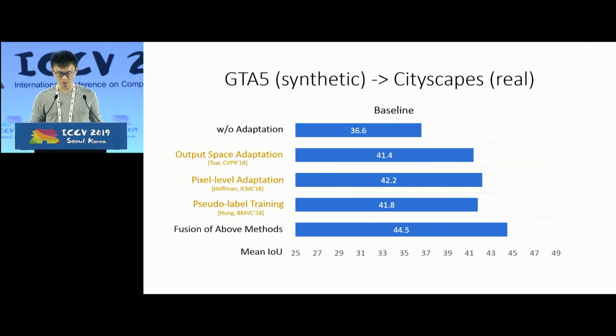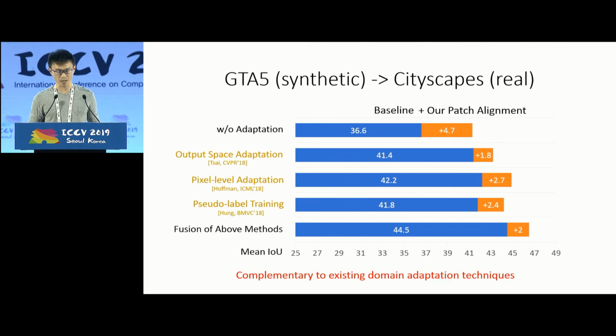We first show experiments adapting from GTA5 to Cityscapes. We present several baselines, including the model without adaptation, and with existing adaptation methods and the fusion model. When we apply our patch alignment on these baselines, we observe consistent improvement over all the models.